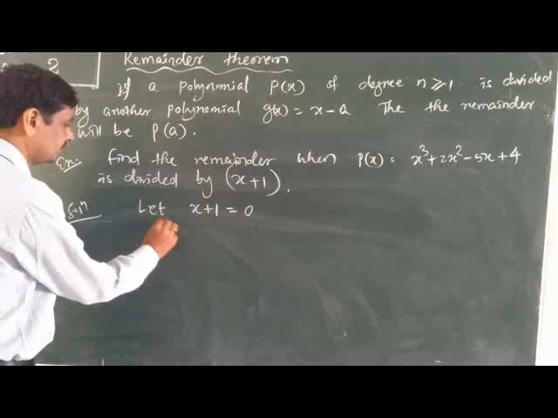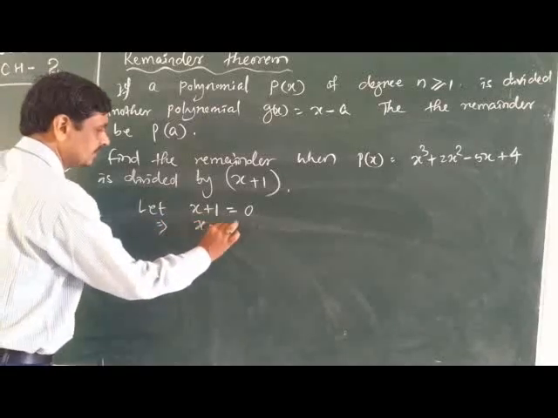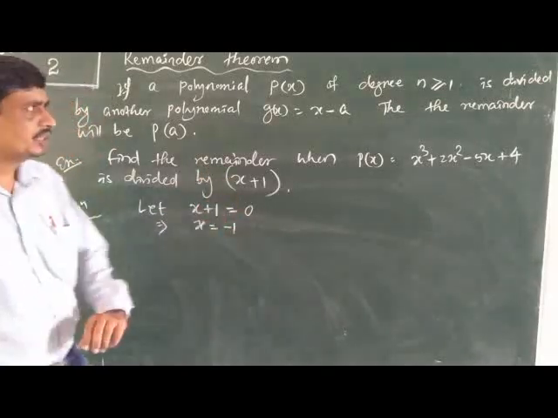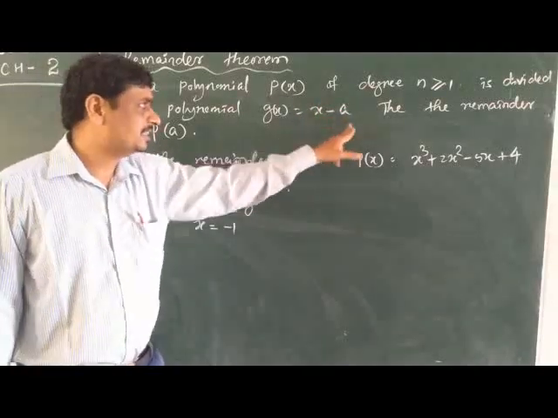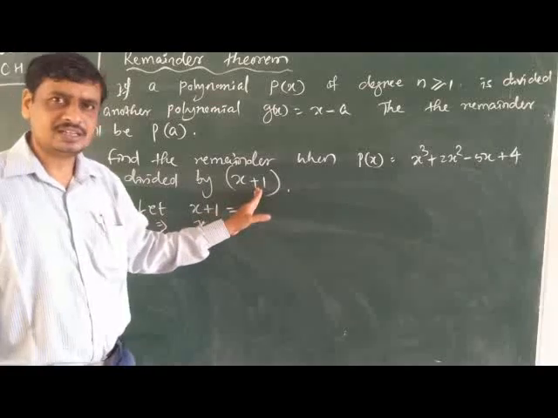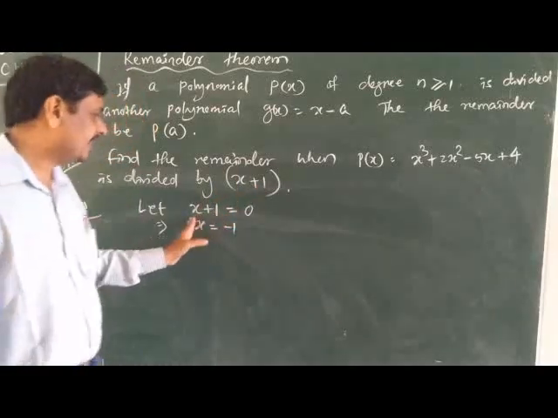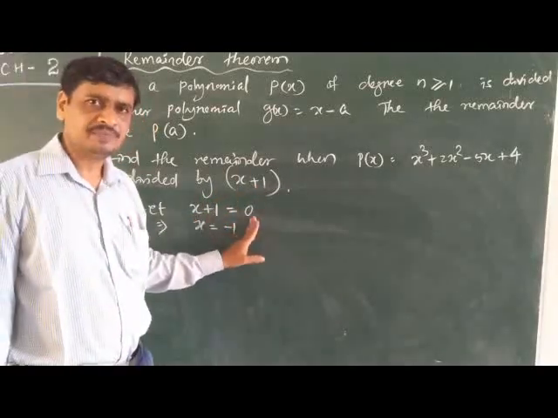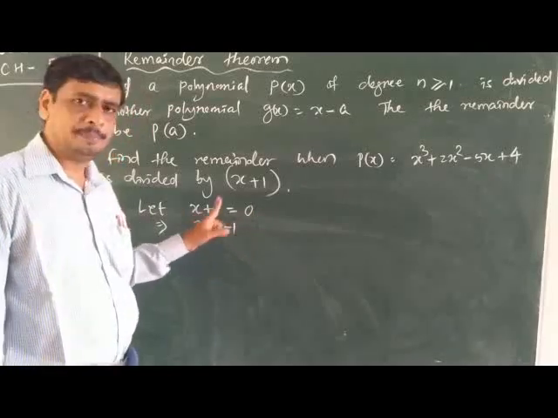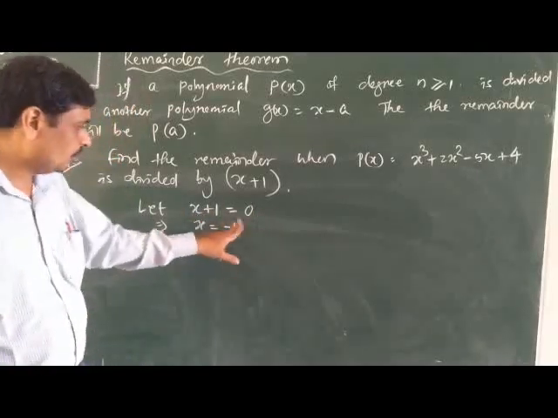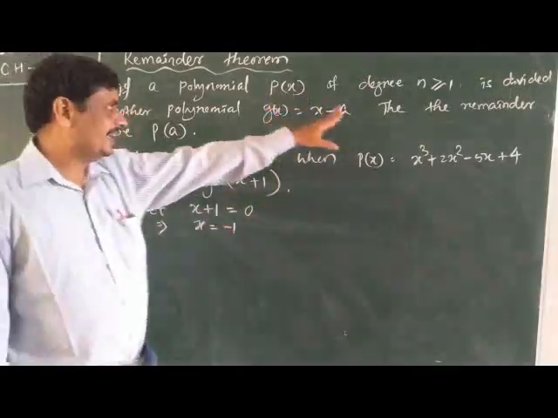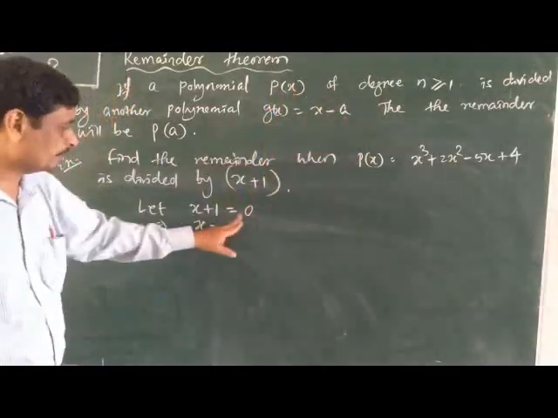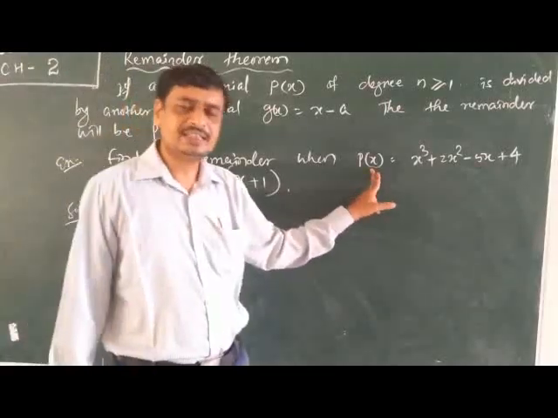Next, x becomes minus 1. Look, it is similar to x minus a. Here, this one is the divisor. Similarly, x plus 1 is also the divisor. This divisor is equated with 0 to find the value of x, and this value of x means the value of a. This a replaces x. Similarly, this minus 1 also replaces x in the polynomial p(x).